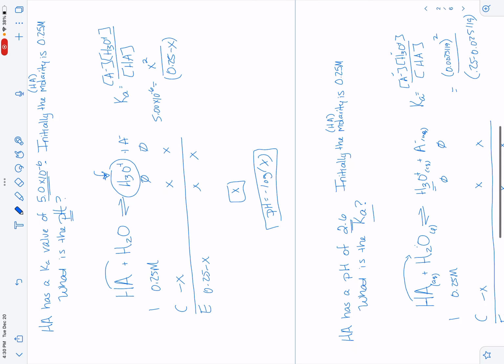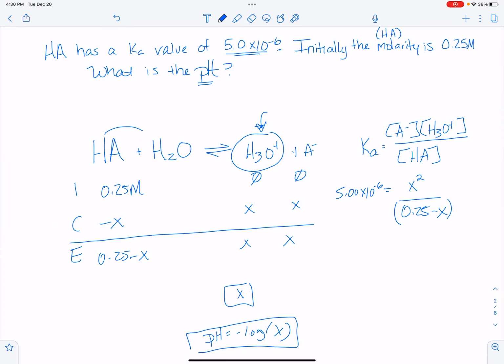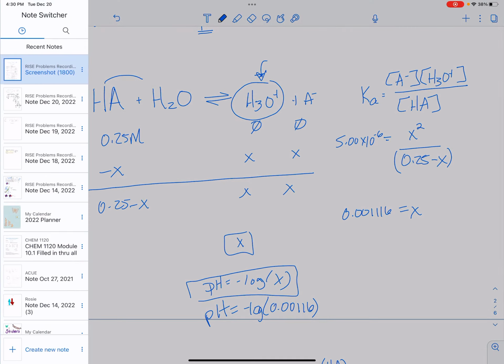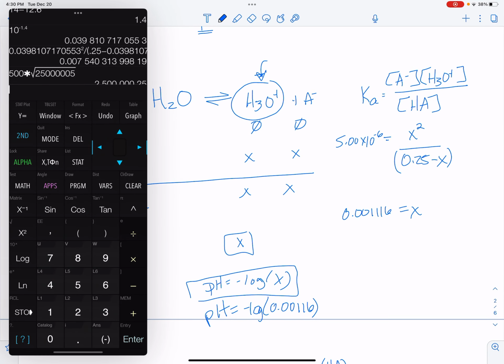So it's that 0.001116. Let me get it to shift back. There we go. So 0.001116 is equal to x. So to get the answer, pH is equal to the negative log of 0.001116. If I bring that over, bring my calculator up, I get negative log.